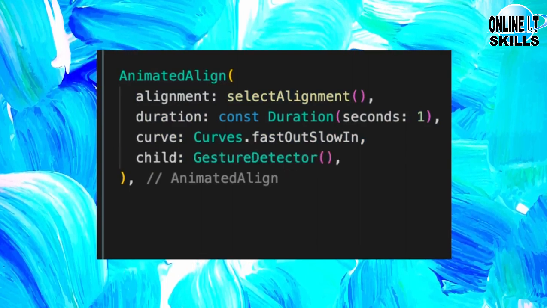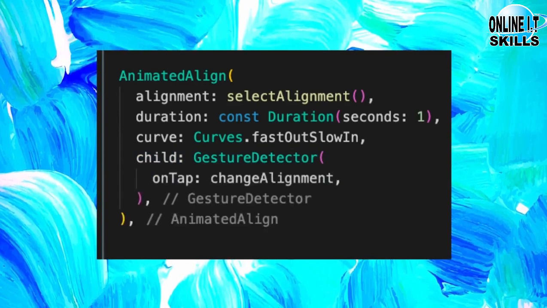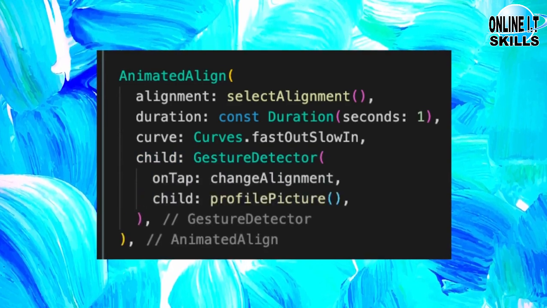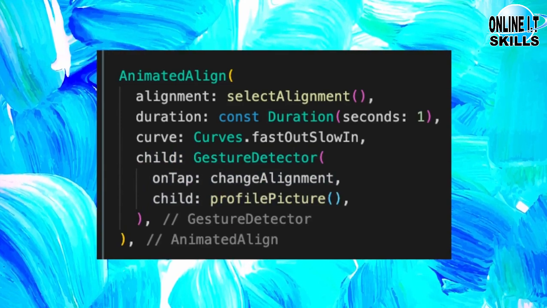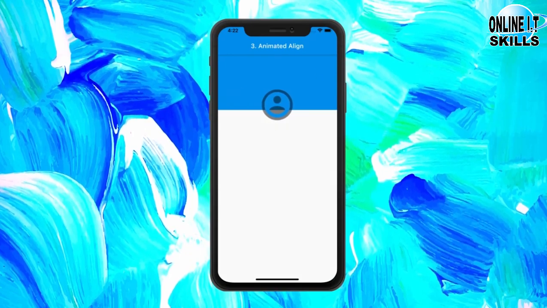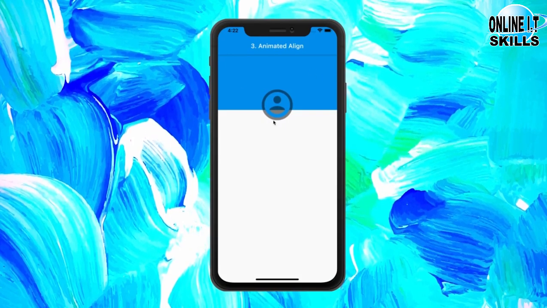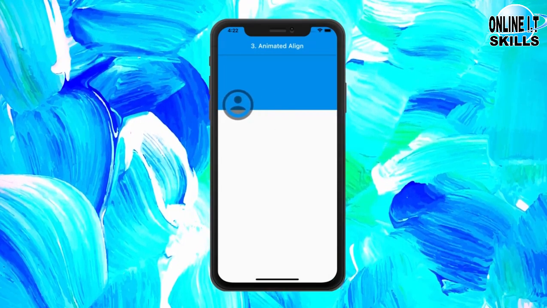And for the child, we use the GestureDetector with the onTap function that will change the alignment. And finally, we have used a profile picture inside the child of the GestureDetector. And for this example, the alignment of the profile picture is currently on the center, and when we press on it, the alignment will be on the left.